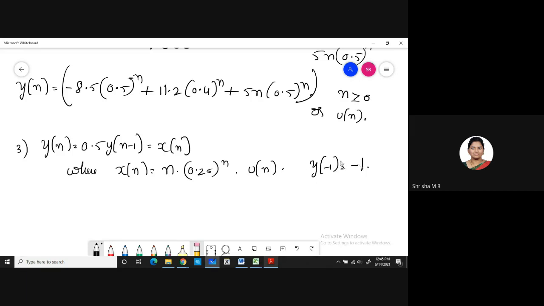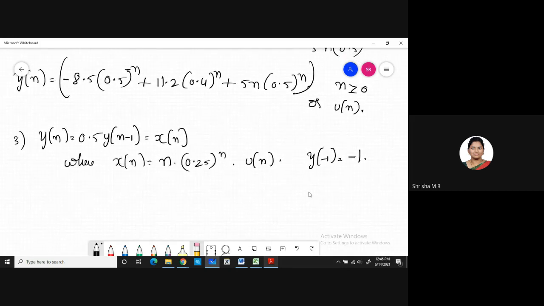Why is only one initial condition given? Because this is first order only. Previously, we had a second order equation, so we had two initial conditions, that is, we had the y of n minus 2 term also in the difference equation. This is first order, so you have only one initial condition. Will you try solving or do you want me to solve now?